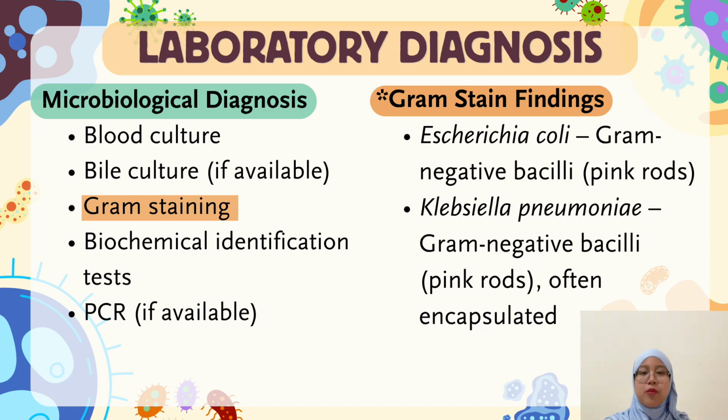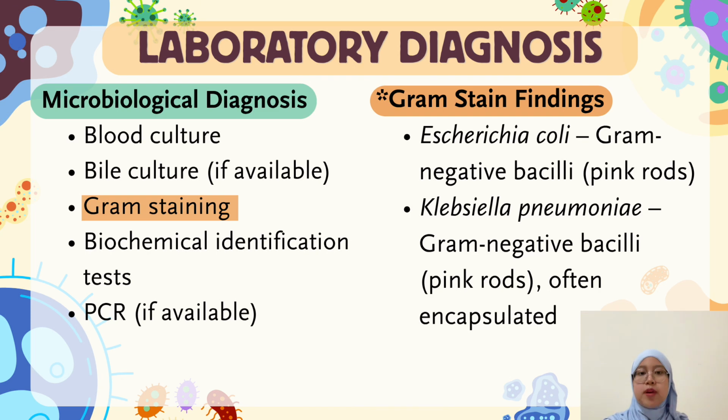Next, microbiological investigations are carried out to identify the causative organism. Blood culture is one of the most important tests because bacteria may enter the bloodstream during infection. If a bile sample is available, a bile culture can also be performed to isolate the pathogen directly from the biliary tract. Following culture, gram staining provides a rapid preliminary identification of the bacteria.